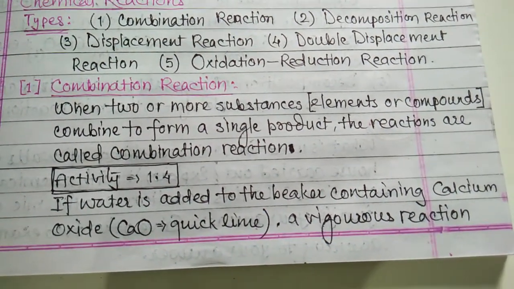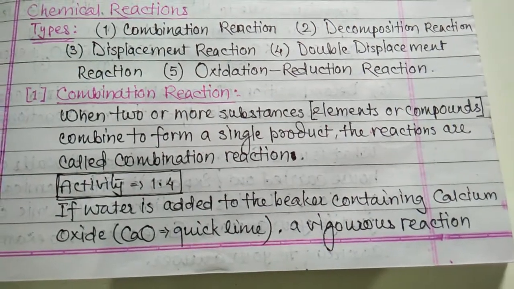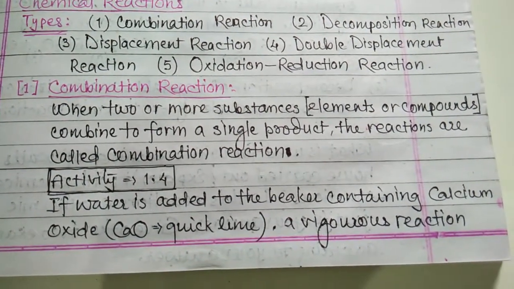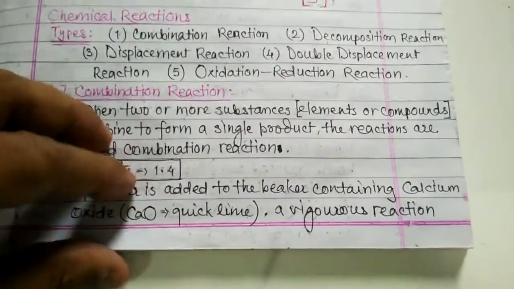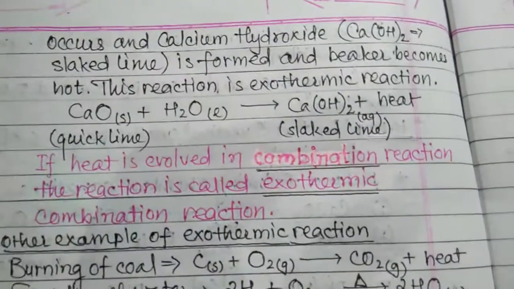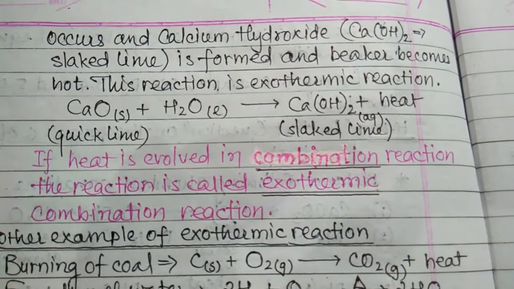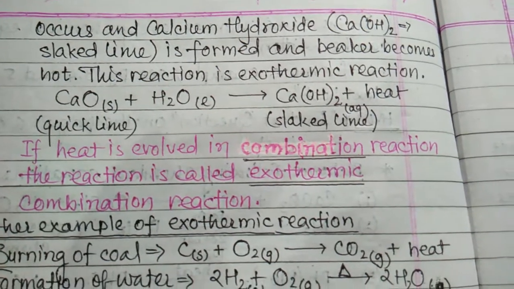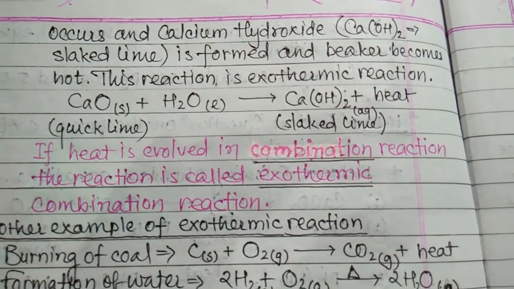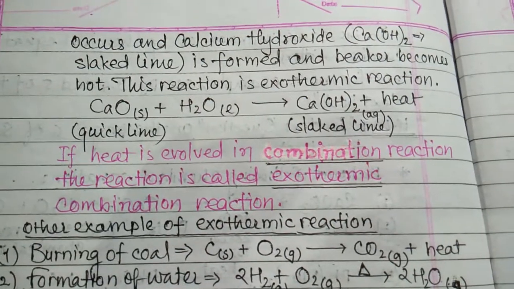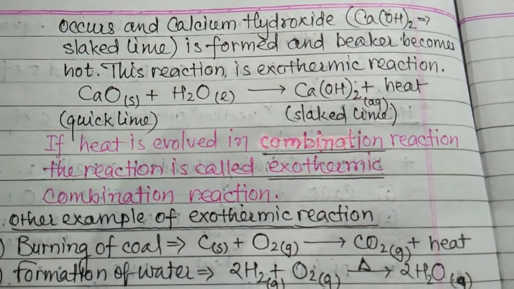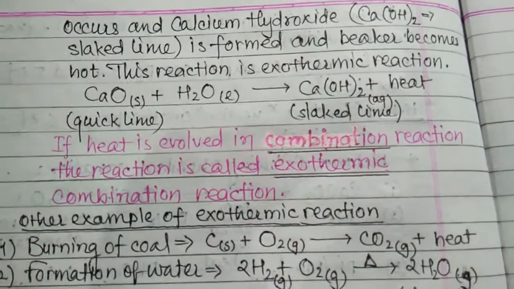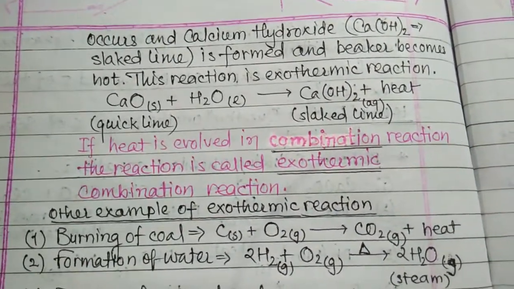We have activity 1.4 in our textbook. If water is added to a beaker containing calcium oxide, a vigorous reaction occurs and calcium hydroxide is formed. So there are two reactants, calcium oxide and water. They combine to form slaked lime, calcium hydroxide. It is a combination reaction.